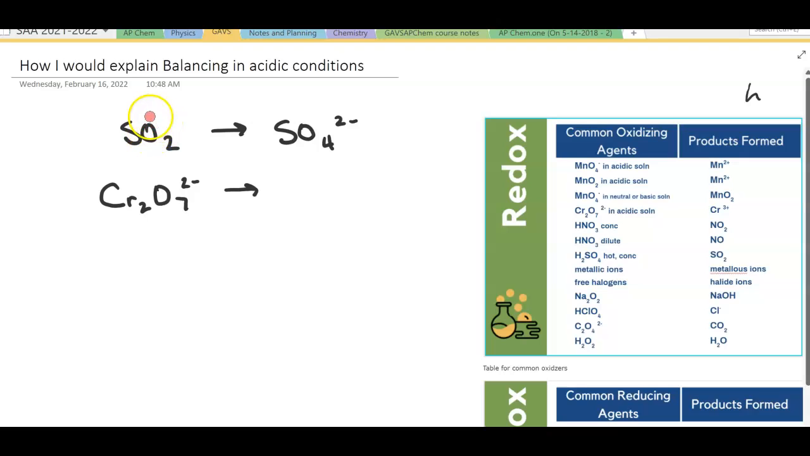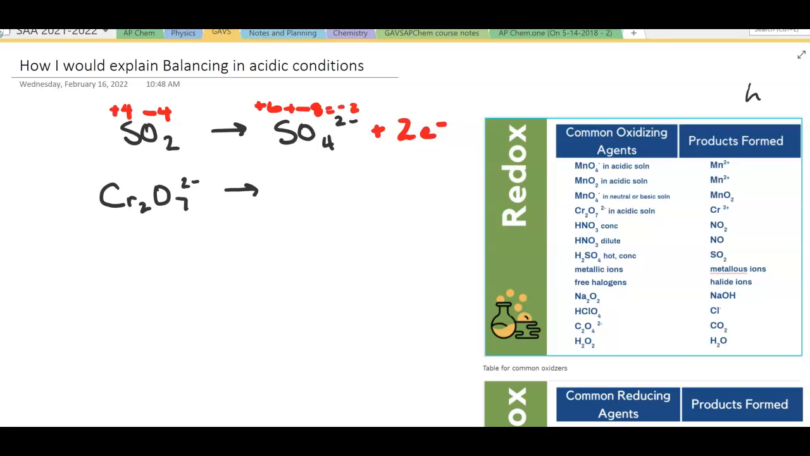oxygen is always -2, and I have 2 of them, so that's a -4, so that must mean that this sulfur is a +4. Over here, my product, oxygen's a -2, there's 4 of them, so that's a -8. My total charge is -2, so that must mean that sulfur becomes a +6 on the product side. And so that means that I know I had to free up 2 electrons to make that happen.